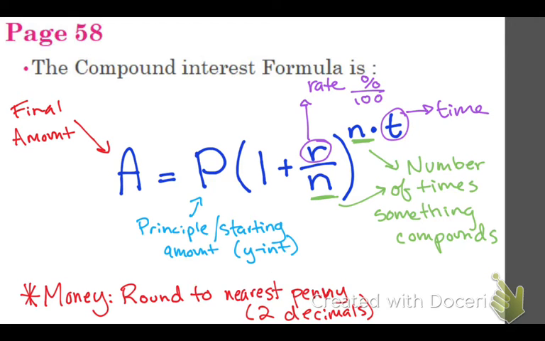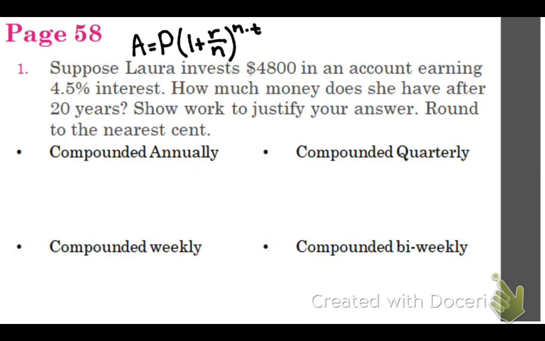So now that we know what each of those variables are going to represent, let's look at a problem. Suppose Laura invests $4,800 in an account, earning 4.5 interest. How much money does she have after 20 years if we're compounding annually, quarterly, weekly, and biweekly?